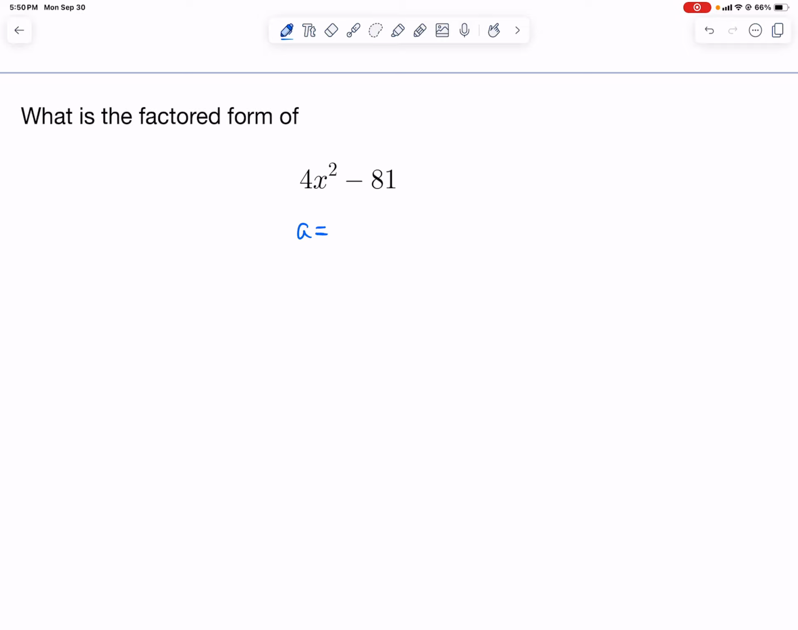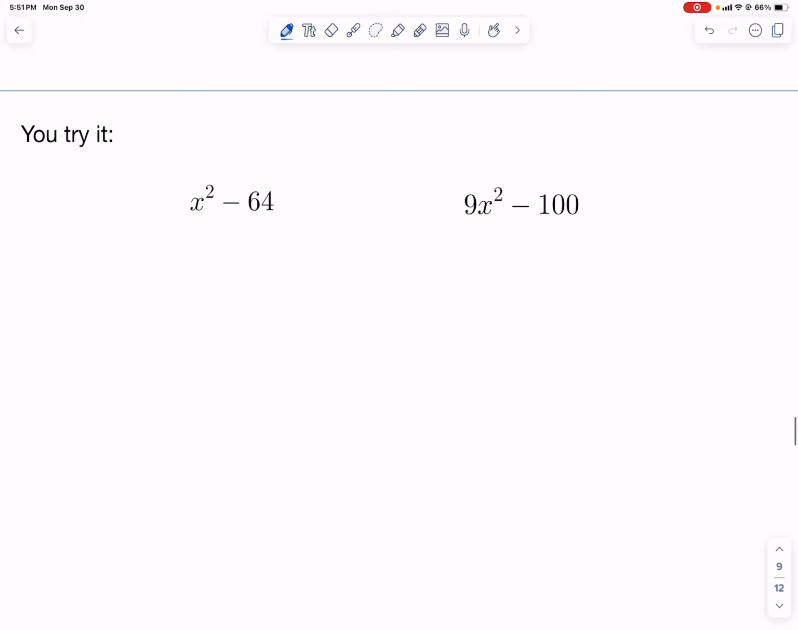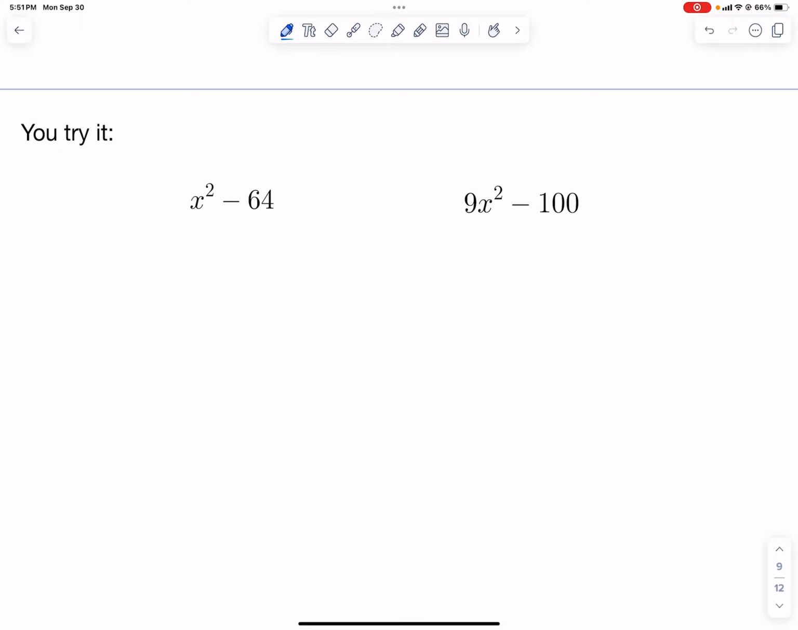Our a is going to be the square root of this quantity, which is going to be 2x, and then my b is going to be the square root of 81, which is 9. So then my factor form will be 2x plus 9 times 2x minus 9. All right, so why don't you take a moment and see if you can factor these on your own.